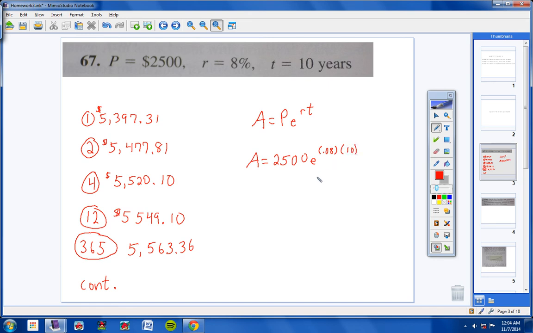And students, once again, this is just a big calculator problem. I mean, just take 2500 times e to this power right here, and you should get this out. You should get $5,563 and 85 cents, so very similar to this right here. So there we go. Okay, so I hope this makes sense. All right, students. Okay, moving on.